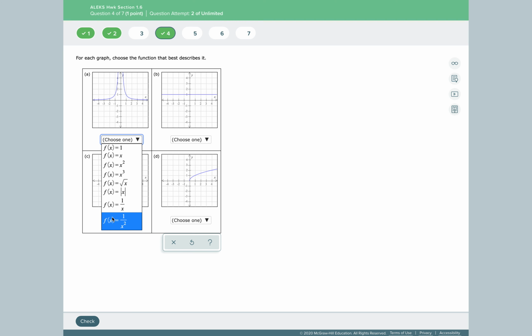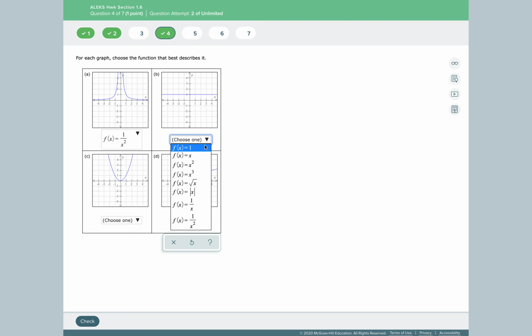And for 1 over x squared, you cannot divide by 0, so we have the y-axis off limits. The square of a negative is positive, the square of a positive is positive, and the reciprocals will still be positive in y. So 1 over x squared is the best choice. Now we have a horizontal line, so y is equal to 1, in this case f of x equals 1.